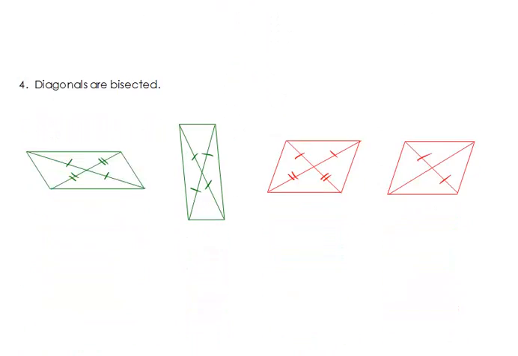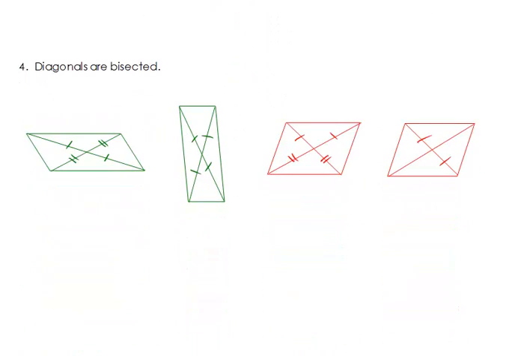The fourth property of a parallelogram was that diagonals are bisected, meaning the diagonals cut each other in half. If you look at this example, along this diagonal, we have 2 congruent halves. Along this diagonal, again, 2 congruent halves. So this is yes, the diagonals are bisected.